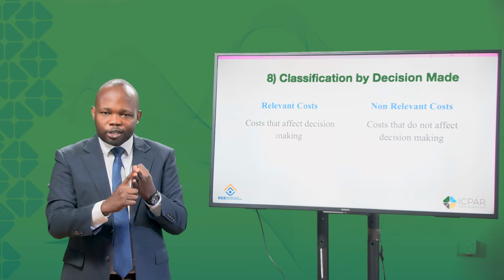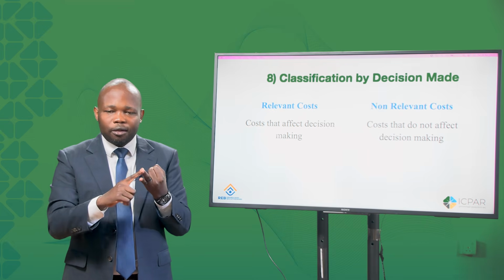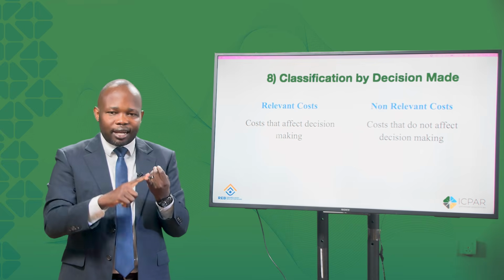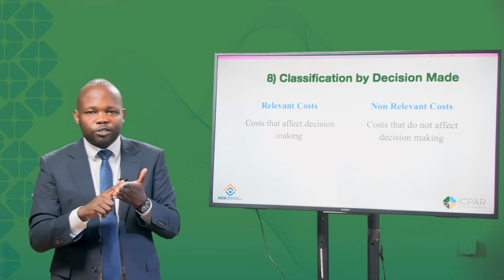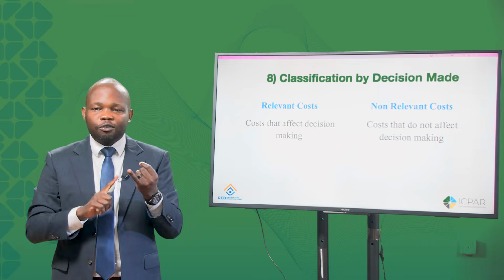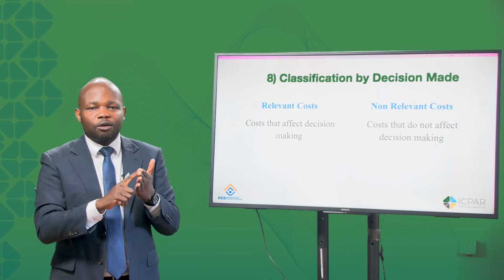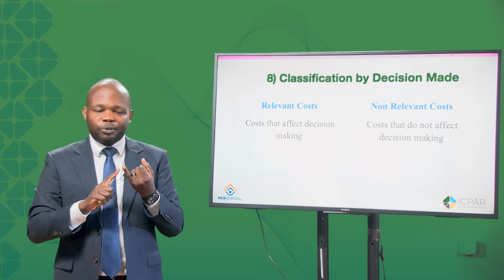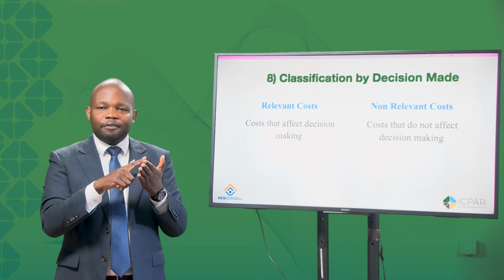Number three, function of costs. Functions can either be production or non-production. Under non-production, we have 4 types of costs: selling costs, administration costs, distribution costs, and finance costs. We have also looked at classification by behavior. We have 4 types of costs: fixed costs, variable costs, semi-variable costs, and stepped costs. We have also looked at number 5, responsibility. Under responsibility, we have cost center, revenue center, profit center, investment center.